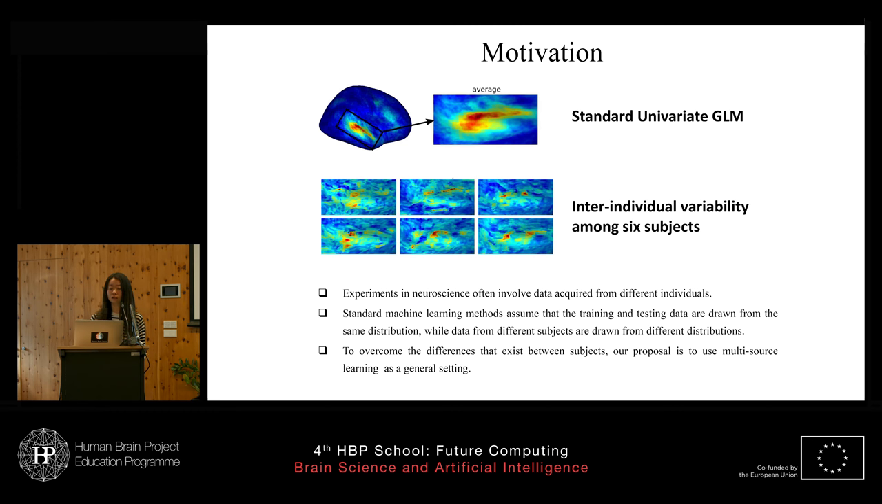In neuroscience, a lot of experimental data are recorded from different individuals. However, the standard machine learning setting assumes that the training and the testing data are drawn from the same distribution. In neuroscience, the data from different individuals are drawn from different distributions. So the major challenge for us is to overcome the variability across subjects.